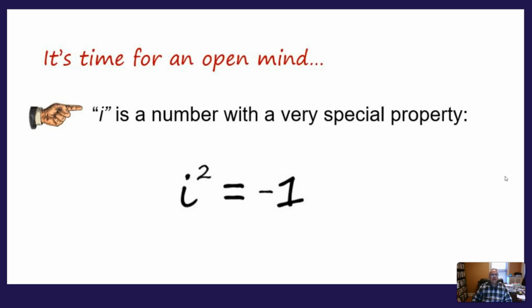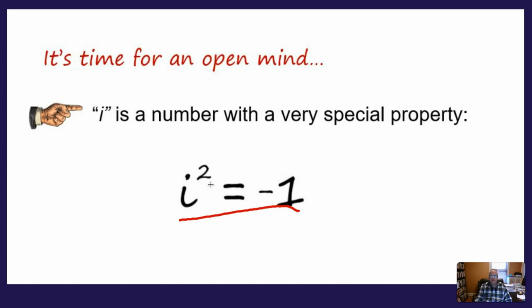First, before we do the examples, I want to remind you about the number i that we've introduced. So you've got to keep an open mind about it. It's a number with a very special property that when you square it, you get -1. All right, so it's kind of a different number. It can't be positive, it can't be negative, it can't be zero.